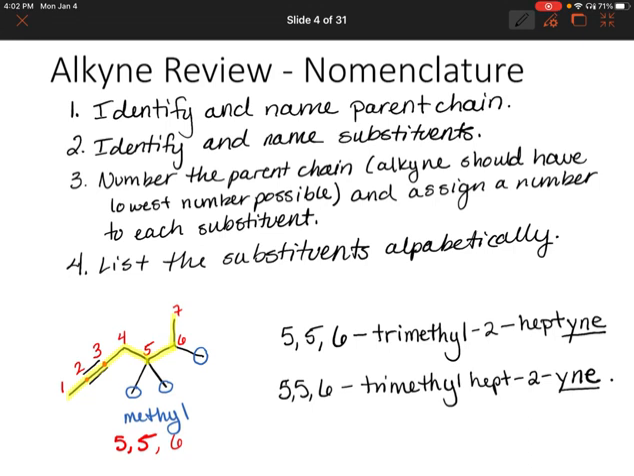All right, and I think your textbook does have a couple of other practice problems, some skill builder problems that you can do to try to practice naming alkynes. So if you're feeling a little rusty on naming, I definitely recommend going over the skill builder exercise.